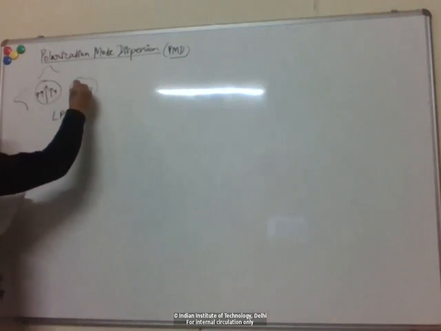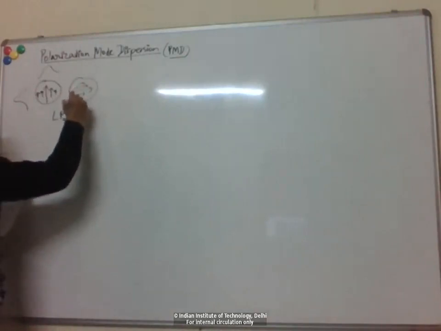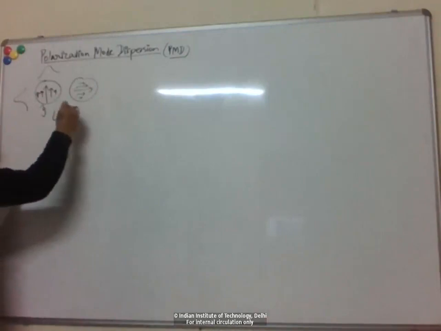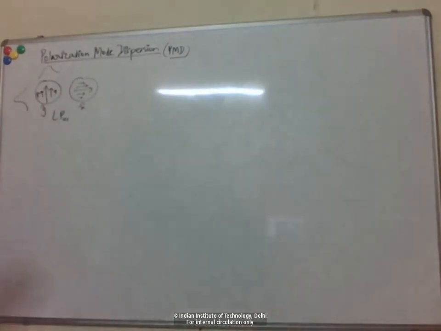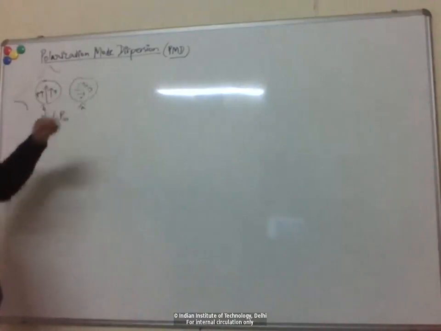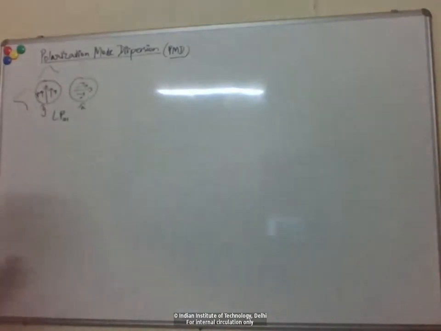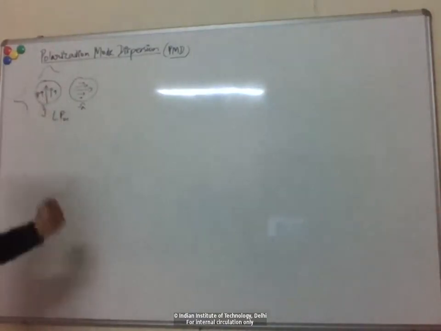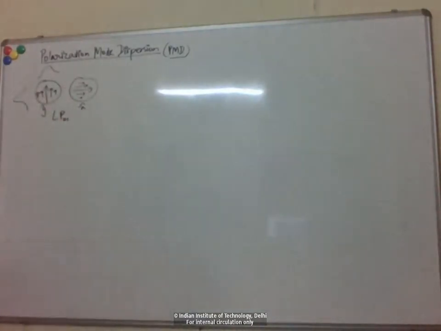modes possible. Right. So either, let's say, Y polarized or X polarized mode. Right. So for a perfectly circular core, these two are degenerate, right? In the sense that for a given wavelength or frequency, the propagation constants of both these modes are exactly the same.